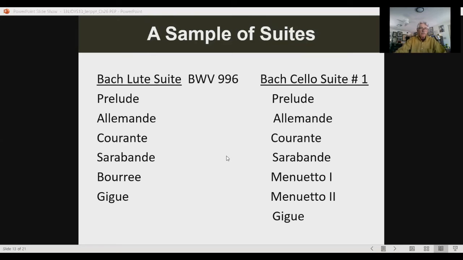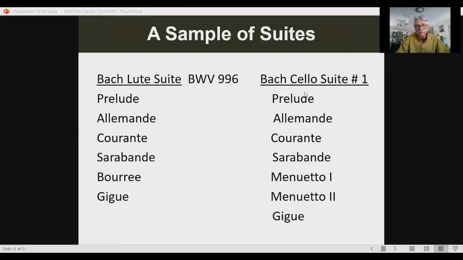Here is a sample of actual suites. Like this is a Bach lute suite. He wrote 4 lute suites, and this is number 996. But it starts with a prelude. Remember, that's not a dance. And then there's an allemande, German dance, courante, a sarabande, a bourrée, and a gigue. And these are all in binary form, and they are dances.